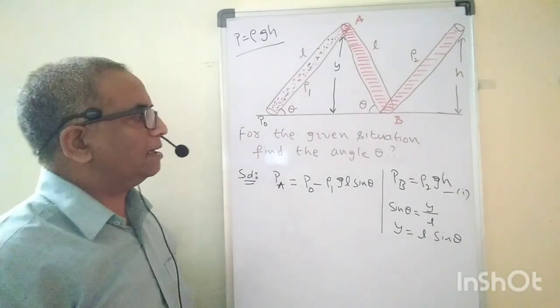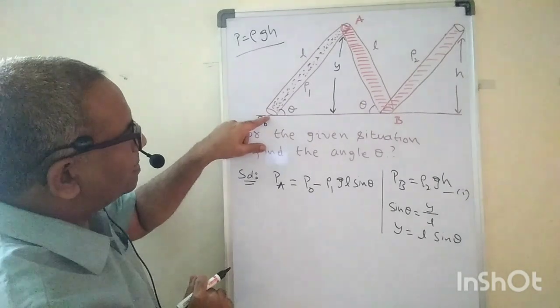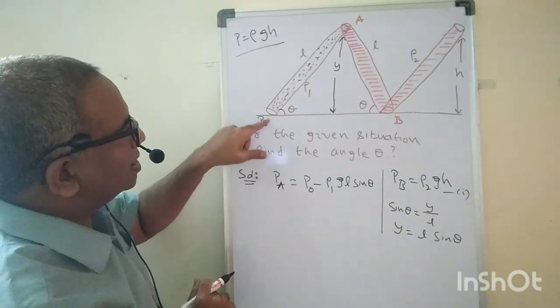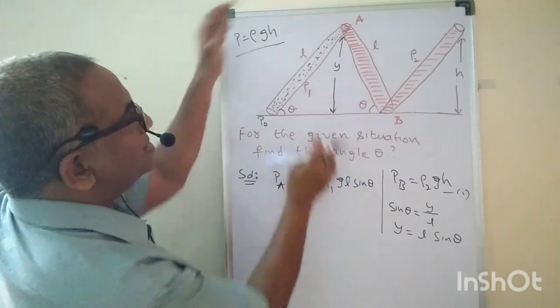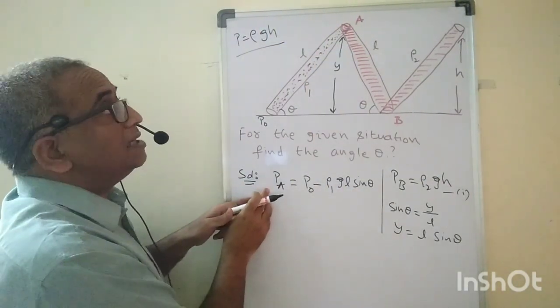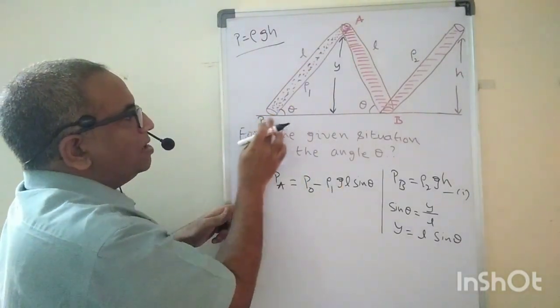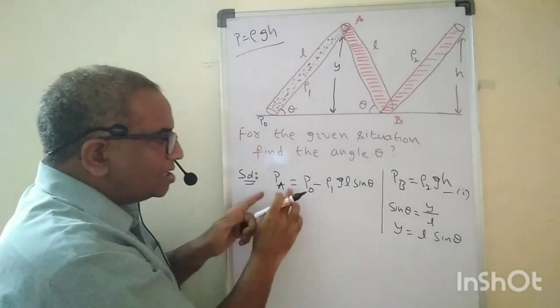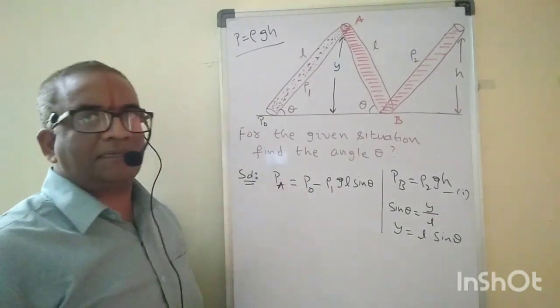Please try to understand here. Suppose, for example, you wanted to calculate the pressure at this point. What is the pressure at this point? It is nothing but pressure at A plus this length, rho 1 GL sin theta. Are you following? Pressure at A plus rho 1 GL sin theta is the P naught here. So that is what I have written in another order. Please try to understand this particular step.